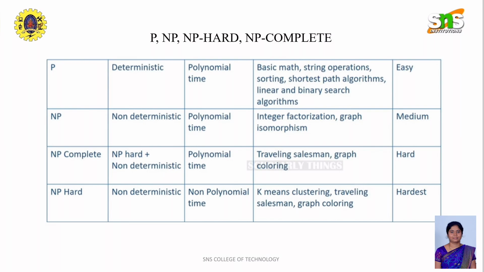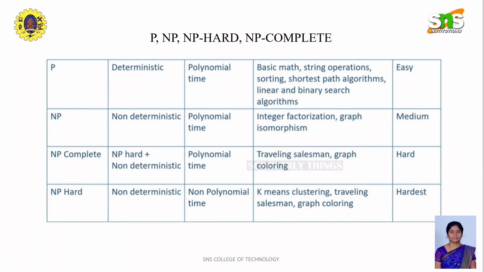algorithms. Next, it is the NP problems, that is non-deterministic polynomial time problems. These problems can be solved in polynomial time, but the only thing is the steps are not deterministic. That is, we don't know each and every step. Some of these steps are unknown. Some examples of these problems are integer factorization and graph isomorphism. The level of hardness for this type of problem is medium.